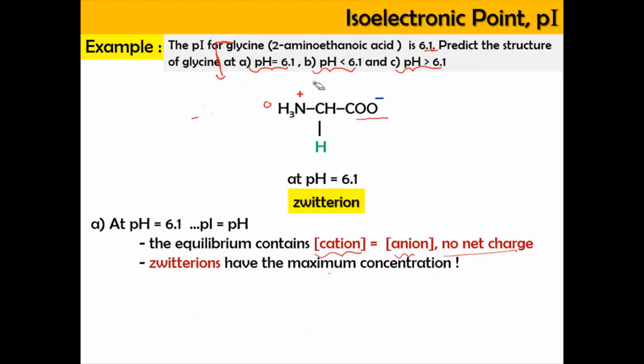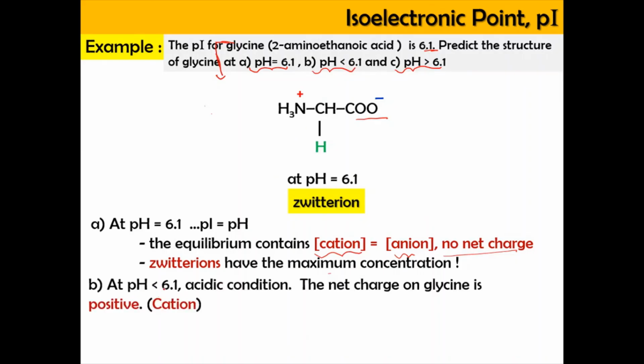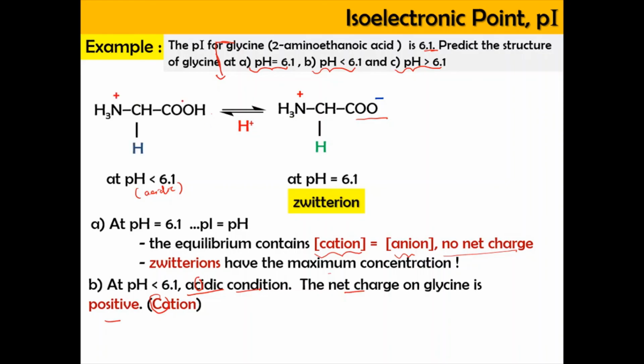Now we're going to do the reaction at pH lesser than 6.1. So when at pH lesser than 6.1, it is going to happen at the acidic condition. So the net charge on glycine is positive, or refers to the cation. Okay, so at pH below 6.1, it refers to the acidic solution. So in the acidic solution, we have our H plus, so the negative is going to pick up the hydrogen, so it's going to become COOH here. Okay, and it's going to have an overall charge of NH3 plus, okay, which is a positive charge, which refers to the cation.